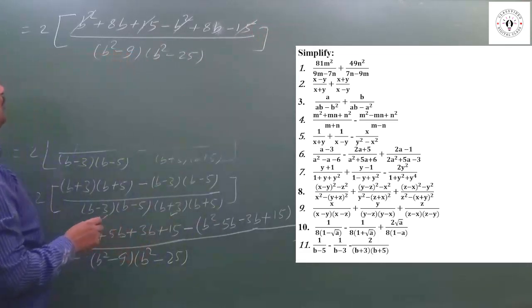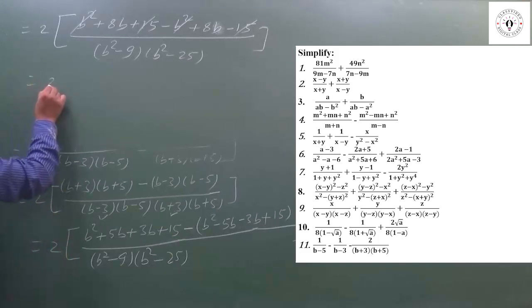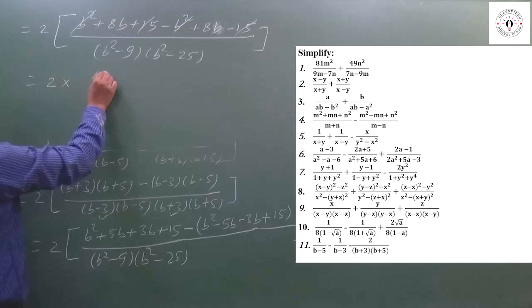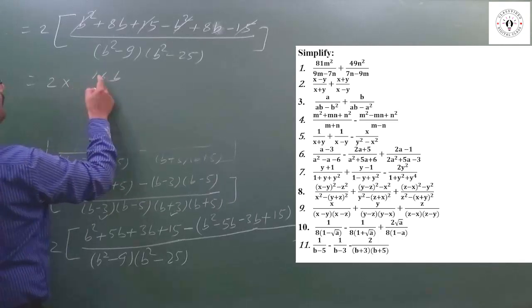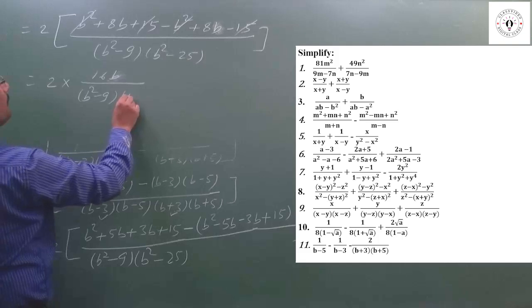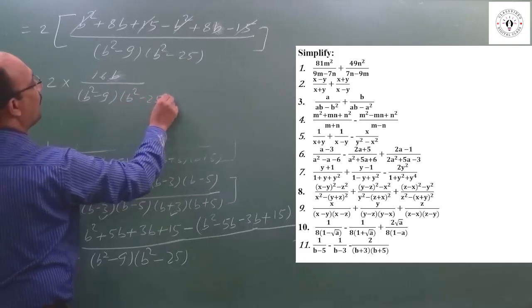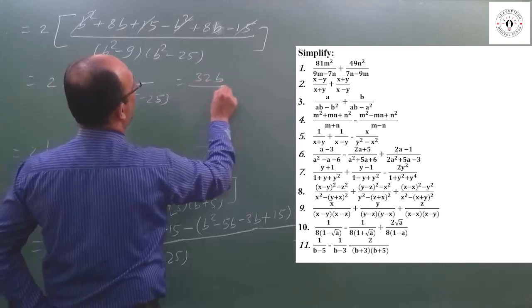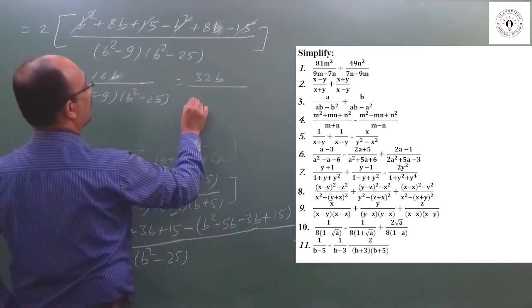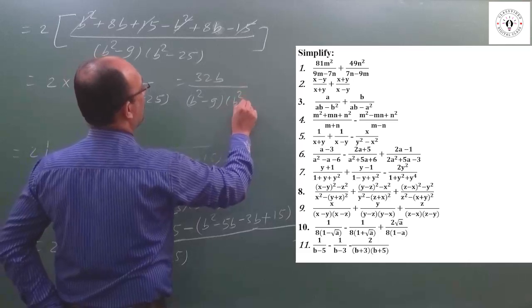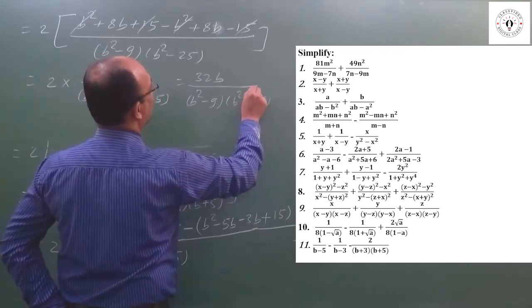bracket close. Now what is left? 2 into 8b plus 8b, 16 times b. This is the same, b square minus 9, b square minus 25. 16b into 2 becomes 32 times b by b square minus 9 into b square minus 25.